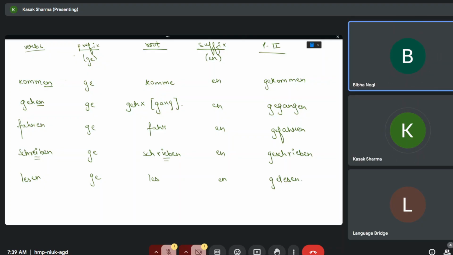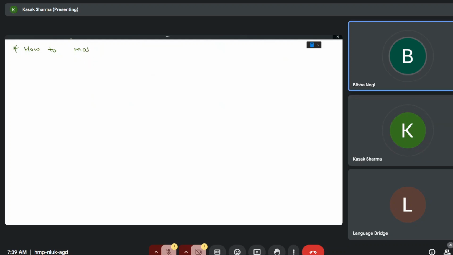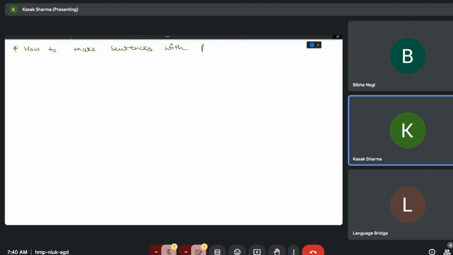Now coming to the main question: how do we form sentences using this perfect form? In German we have three helping verbs: haben, sein, and werden, right? Out of these three, we take the help of two helping verbs, haben and sein, while forming the perfect sentences using this participle.